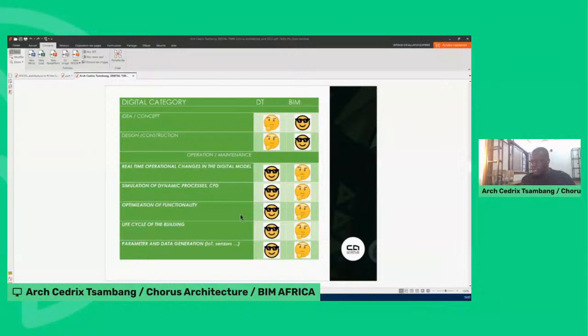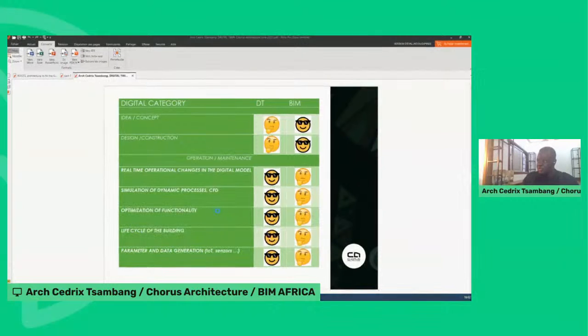But when it comes to operation and maintenance, or to analyze a project, real-time operational changes in the digital model, simulation of dynamic processes, optimization of functionality, life cycle of the building, parameter and data generation, you are better served by the digital twin. So once you have your BIM model completed and well executed, and you are helped by the appropriate quantity surveyor, managers, architect, engineer, whatever, you now have to make sure that you digitalize the process, or you prepare the model to start operating in parallel with the construction or with the project, and you can do that from the beginning.